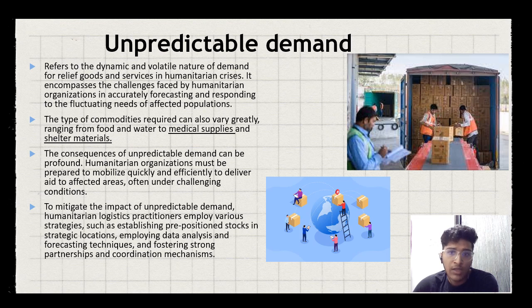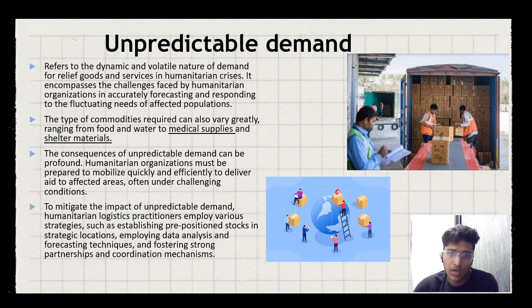Humanitarian organizations must be prepared to mobilize quickly and efficiently to deliver aid to affected areas, often under challenging conditions. They must establish robust supply chains that can rapidly adapt to changing demands, procure and pre-position essential relief items, and coordinate with multiple stakeholders to ensure a timely response.